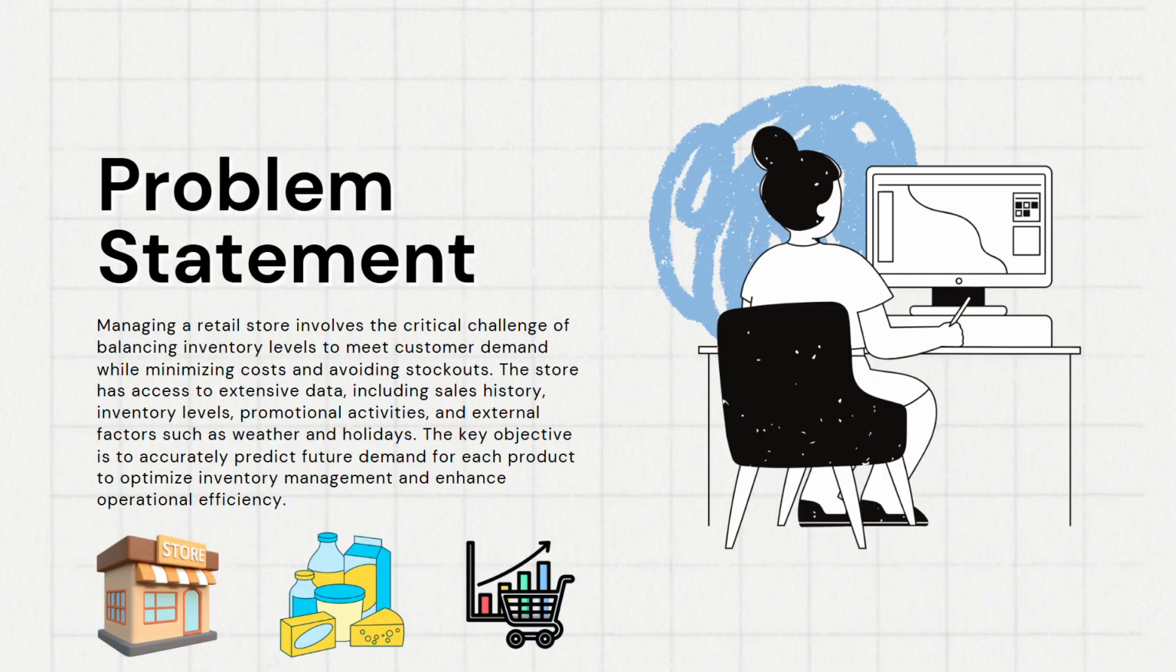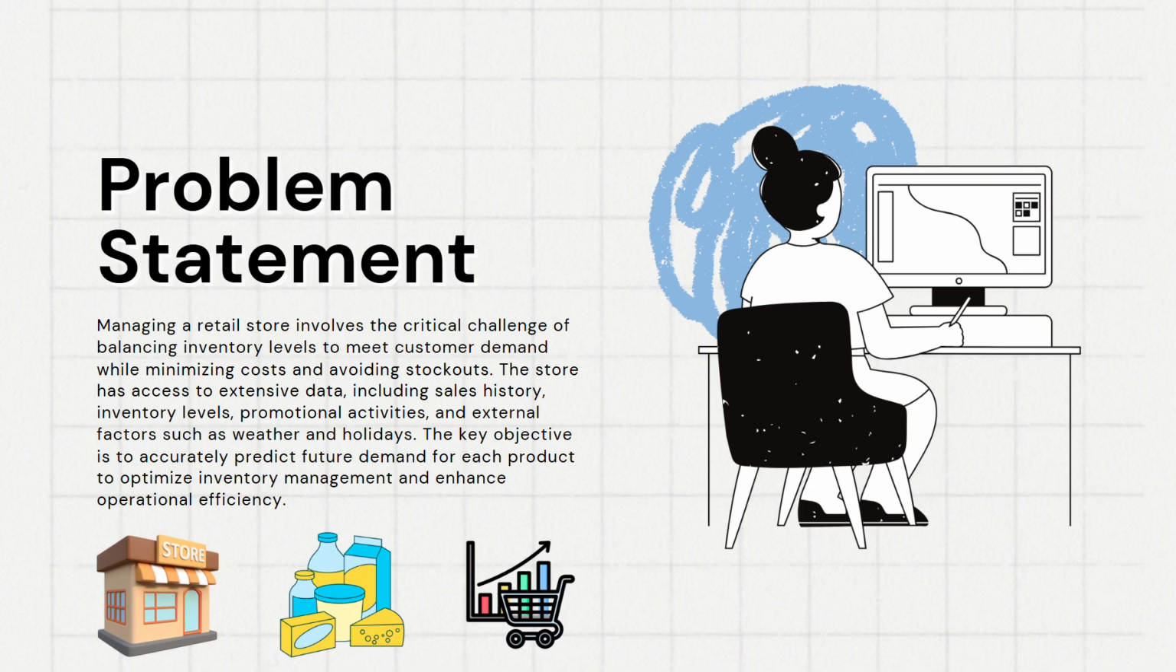Now let's see some real world examples of supervised learning. Imagine you are managing a retail store and you are facing the challenge of balancing the inventory to meet customer demand while minimizing the cost and stockouts. You have tons of data at your fingertips, including sales history, inventory levels, promotions, and external factors like weather, holiday seasons, peak season, low season, etc. The big question here is, how do you accurately predict the future demand for each product sold from your store?